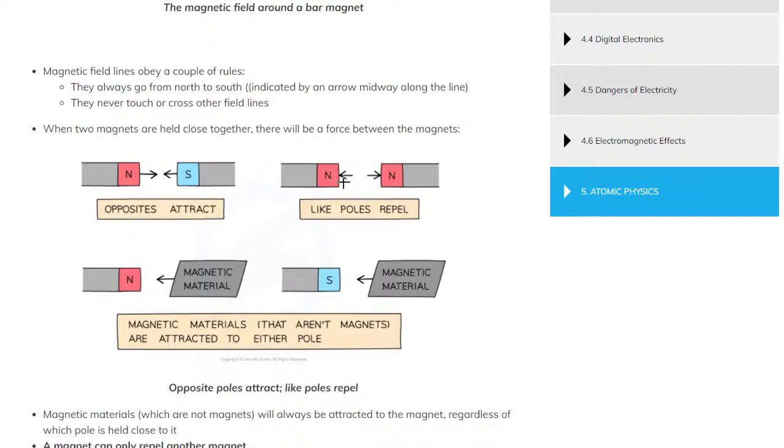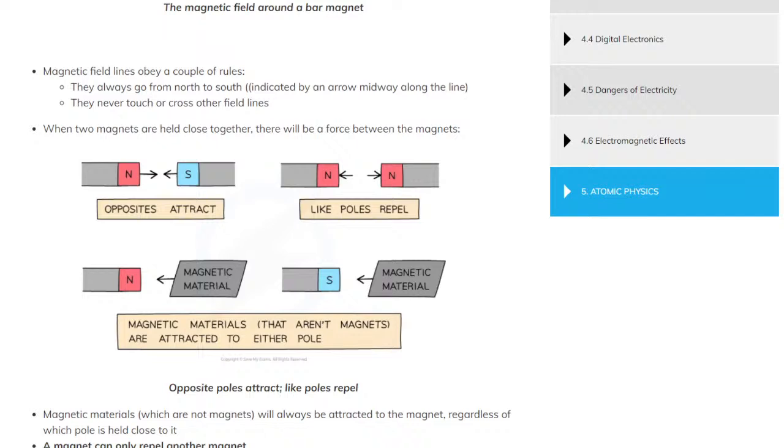Now we have some diagrams right here showing two magnets. This is the law of attraction between magnets, and it's quite simple. It says that when two magnets are held close together, there will be a force between the magnets. For example, we have a North Pole and a South Pole, and we all know this. This is like primary physics.